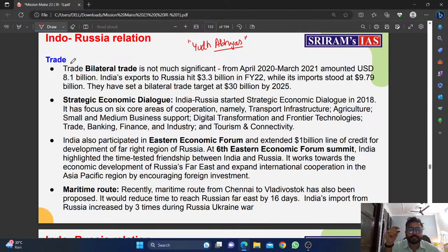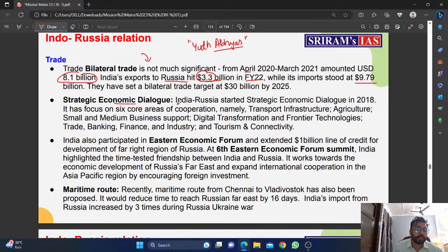Okay, then guys, the trade, what we can write about the trade. Now when it comes to bilateral trade, the bilateral trade was impacted during the period of 2021. This financial year, it amounts to $8.1 billion. India's export to Russia has hit somewhere around $3.3 billion in financial year 22, and import stands at $9 billion. So we are at a trade deficit with Russia.